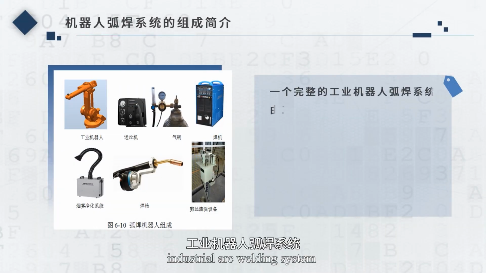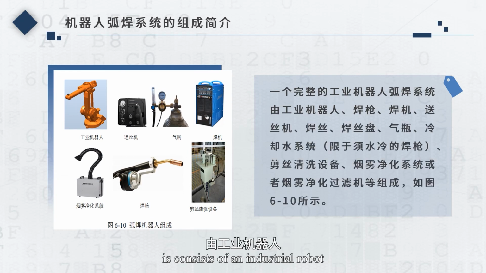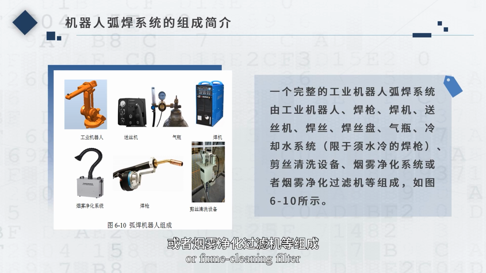A complete industrial arc welding system consists of an industrial robot, a welding gun, a welding machine, a wire feeder, welding wires, a wire tray, a gas cylinder, a cooling water system, wire cutting and cleaning equipment, and the fume cleaning system, or fume cleaning filter.